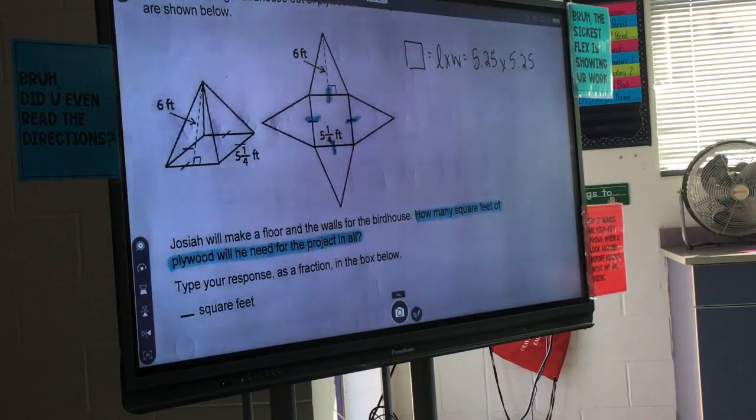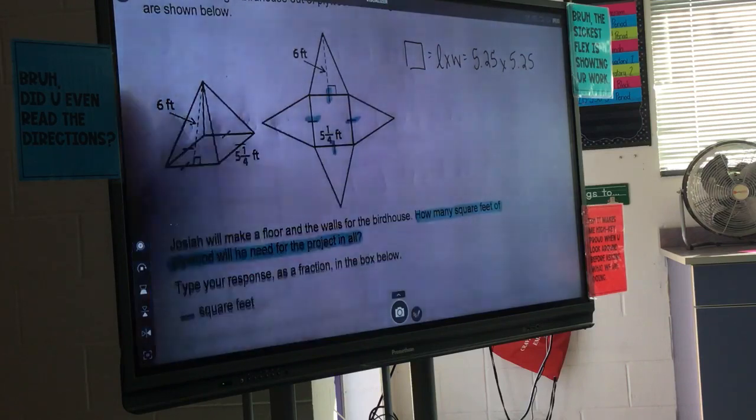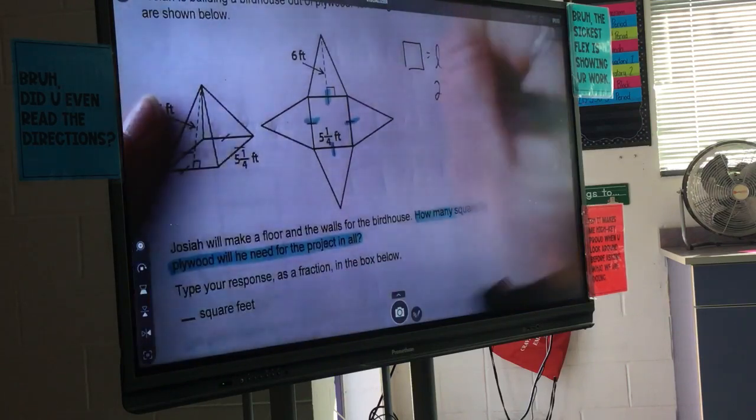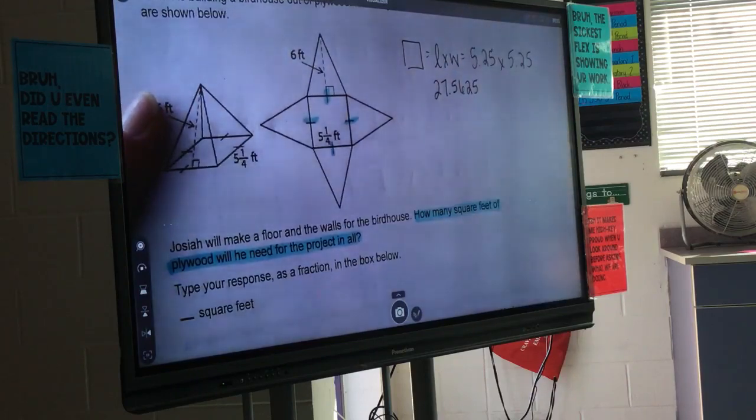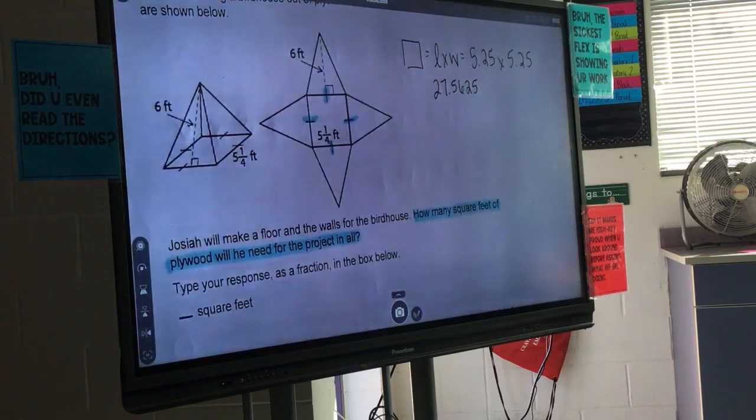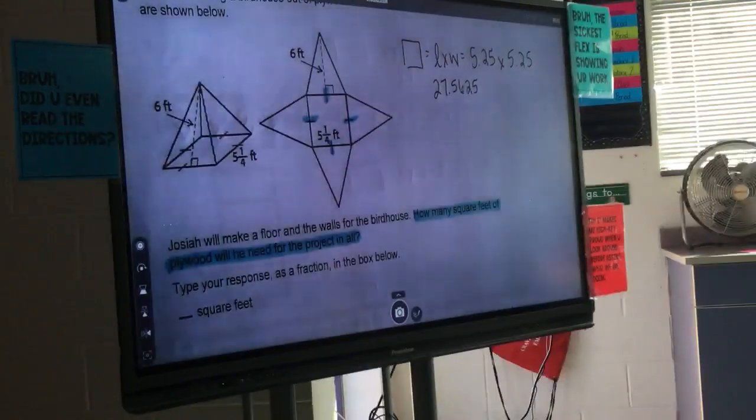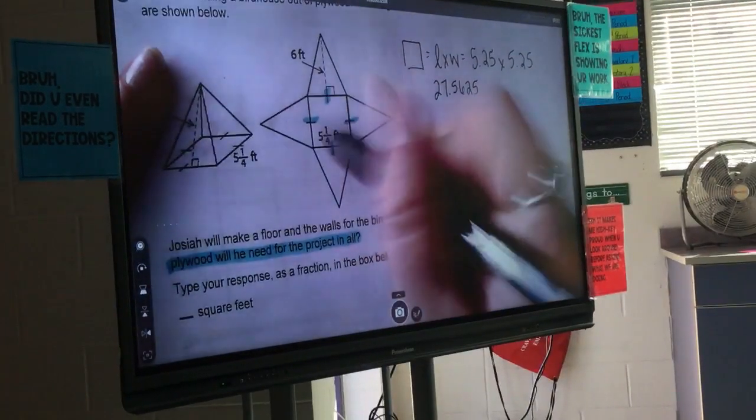You actually had to tell me the number, not just the point, da-da-da. Someone new. All right, Kylie, what'd you get? 27.56. Not just 56, but 27.5625. All right, so that is the area of my base.